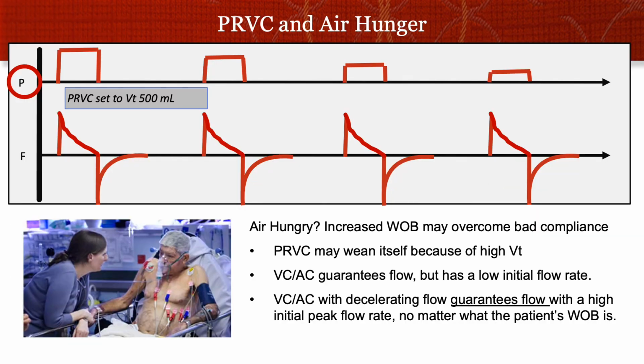Now, PRVC is likely not the greatest mode when you have air hunger. If you're air hungry, you can work hard enough that you are overcoming bad compliance of the lung. When I talk about air hunger, I think of it in terms of swimming as a kid. When you dove too far under, held your breath for too long, and you get to the surface, you want a huge gasp of air. When you look at waveforms, you want this big inspiratory peak flow at the start. And you'll do that with or without a vent. You'll suck in big gasps of air. And that might be a problem for PRVC.